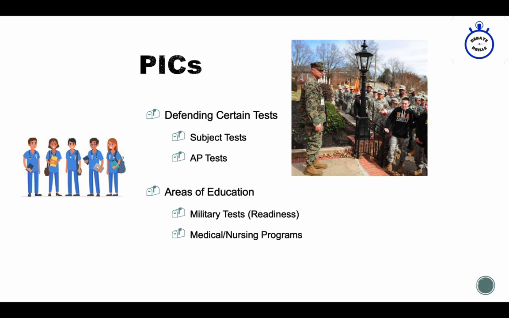For example, if a school does not have a robust program in something like biology, students can self-study and demonstrate their aptitude on the subject test. It's similar for things like AP tests.